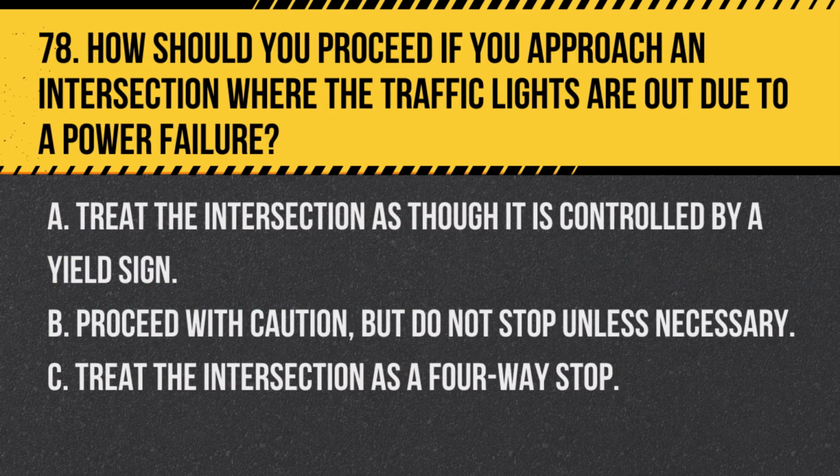Question 78. How should you proceed if you approach an intersection where the traffic lights are out due to a power failure? A. Treat the intersection as though it is controlled by a yield sign. B. Proceed with caution, but do not stop unless necessary. C. Treat the intersection as a four-way stop. Answer. C. Treat the intersection as a four-way stop. This ensures that all drivers approach the intersection with caution and yield appropriately.